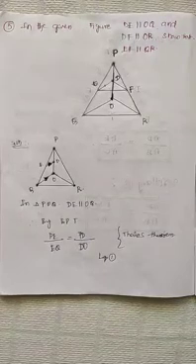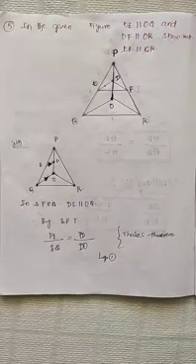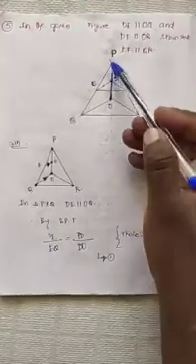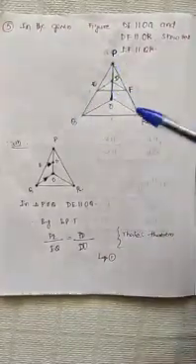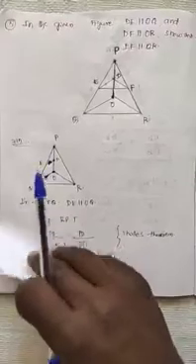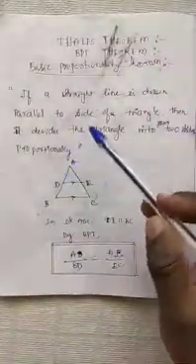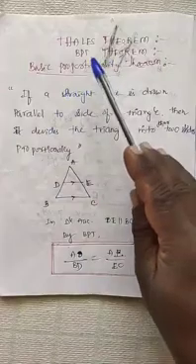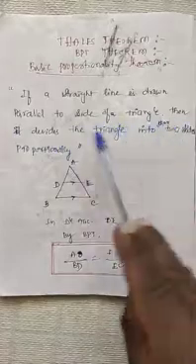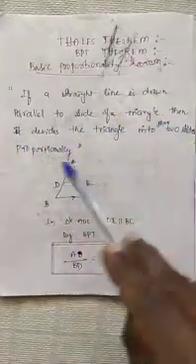So if a straight line is drawn parallel to a side of a triangle, then it divides the other two sides proportionally, right? According to Thales theorem, we know that PE by EQ is equal to PF by FR. Here EF is the straight line and EF is parallel to QR, right? So by corollary one, this is the basic proportionality theorem: if a straight line is drawn parallel to a side of a triangle, then it divides the other two sides proportionally.